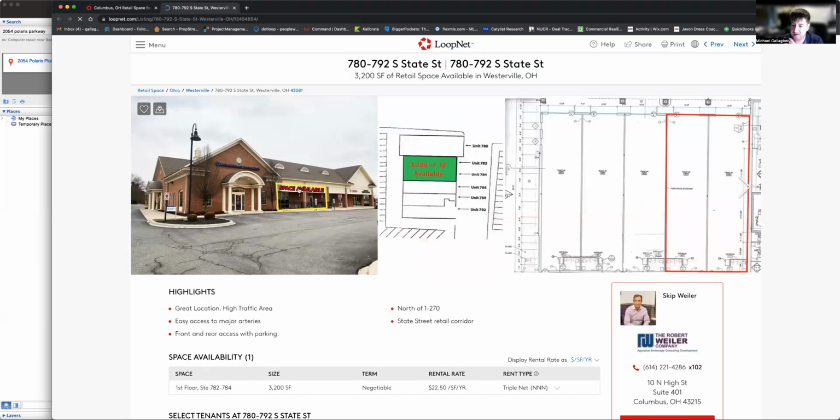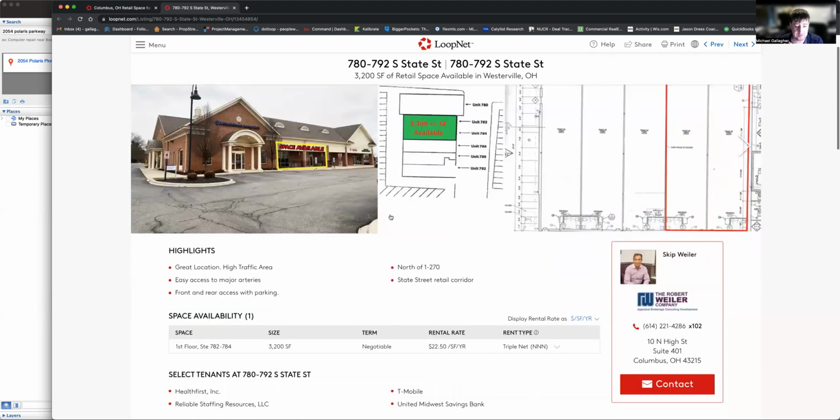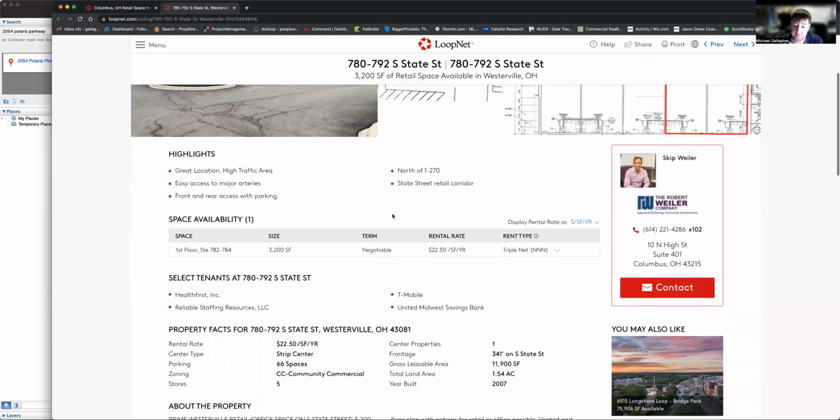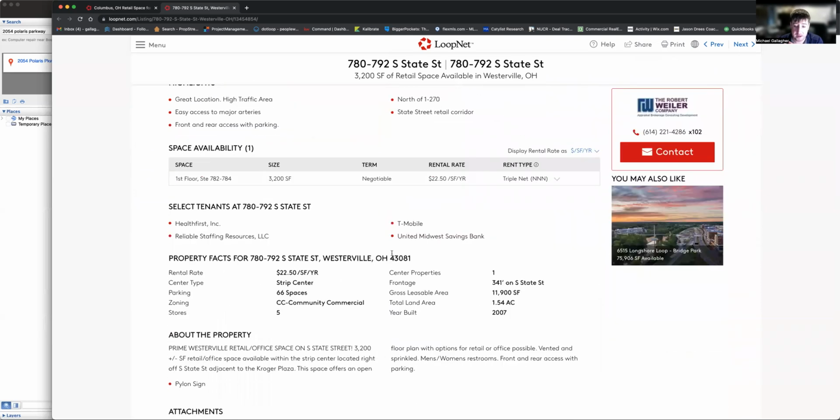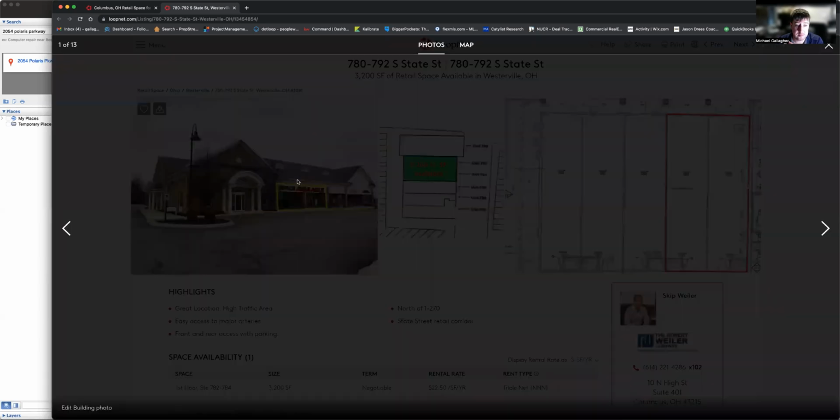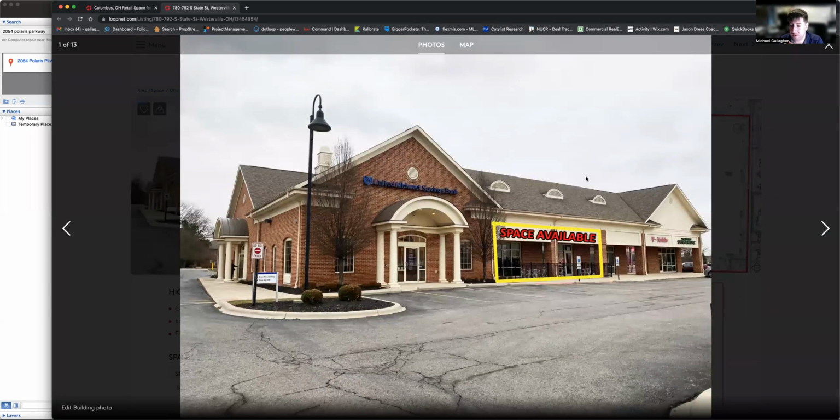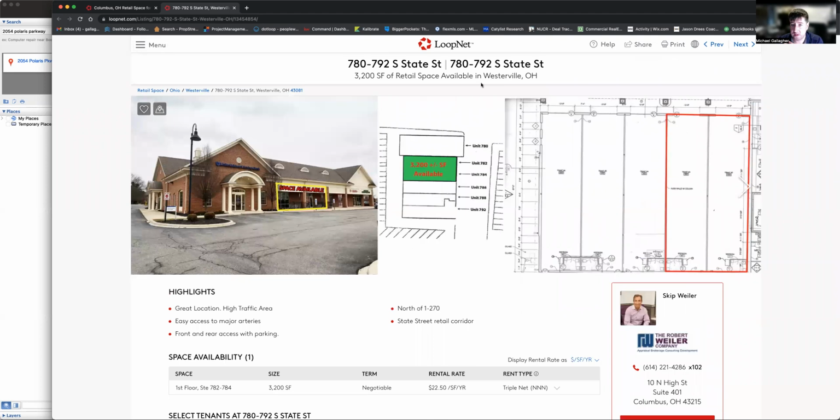Space available. See, this listing agent knows what they're doing. So this one's available. It's 2 suites side by side. Unit 782, 784, 3,200 square feet apiece. They're asking 22.50 a square foot. That's not bad. Triple net. T-Mobile, chiropractor, United Methodist. There's a savings bank. So again, depending on what your business is, and 72 South State Street, Westerville.